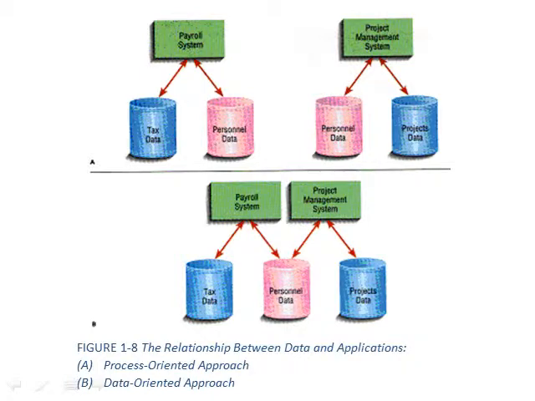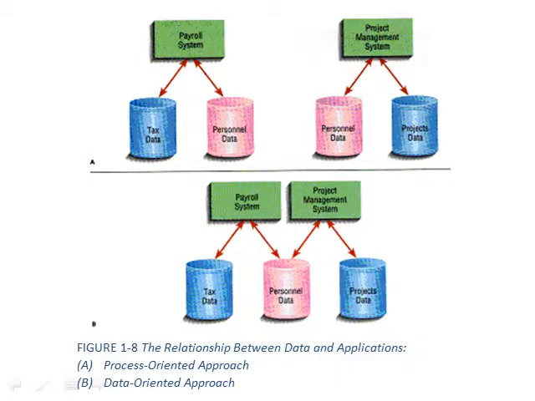And so here we can see the two different examples where A is the process-oriented approach, and here you can see that we have a payroll system and we have a project management system. The payroll system draws on tax data and personnel data. The project management system draws on personnel data and projects data. And so each of this data are stored in files, and we have the duplicate files related to personnel data. This is not ideal, obviously. We could have mismatches in the personnel data.